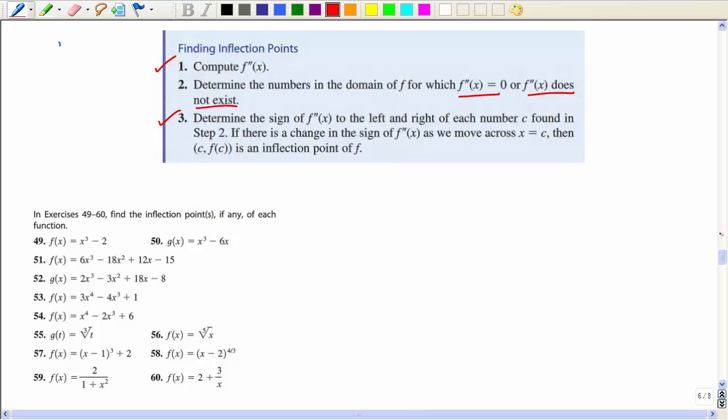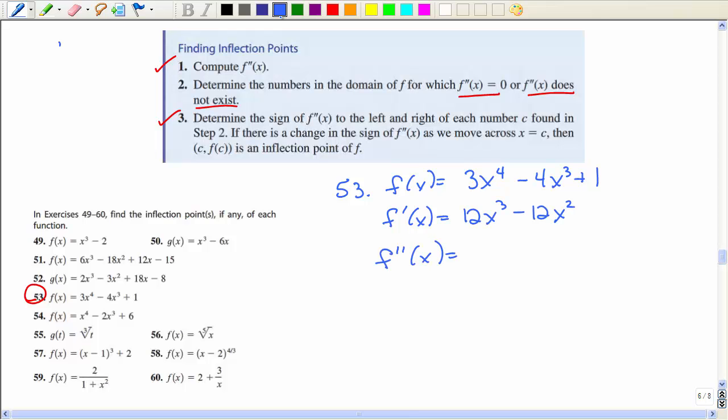Let's look at, say, problem number 53. I'd want to find the first derivative, then the second derivative, and now I need to find out where that equals 0.